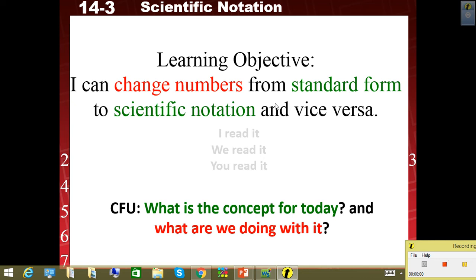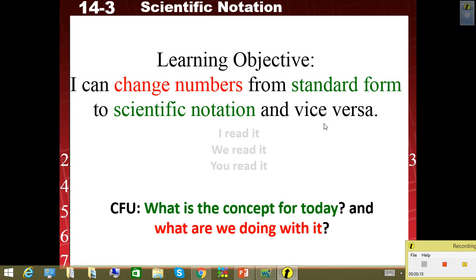Here we go. Our objective for today: I can change numbers from standard form to scientific notation and vice versa. Let's read together. 1, 2, 3. I can change numbers from standard form to scientific notation and vice versa. Copy that at the bottom left of your notes.